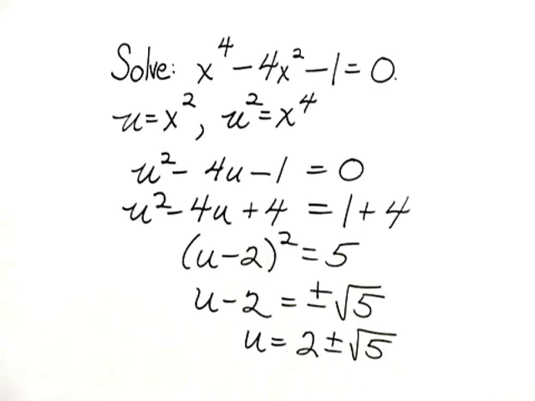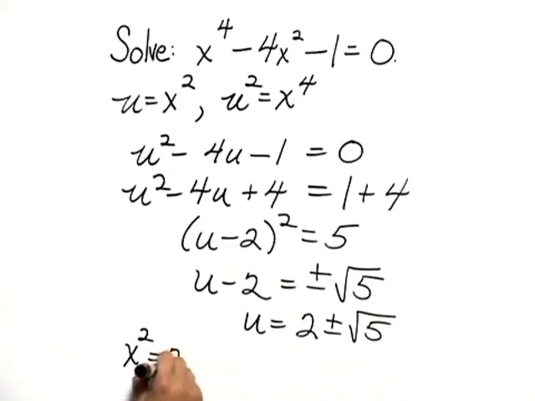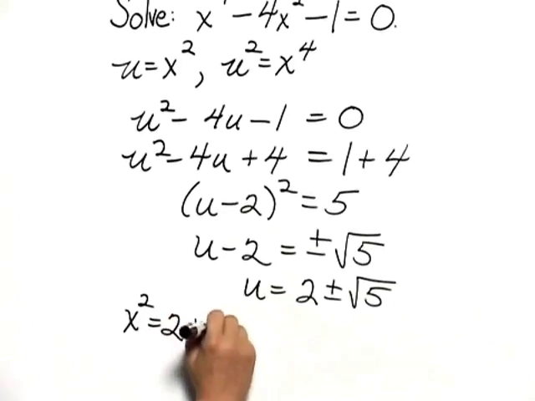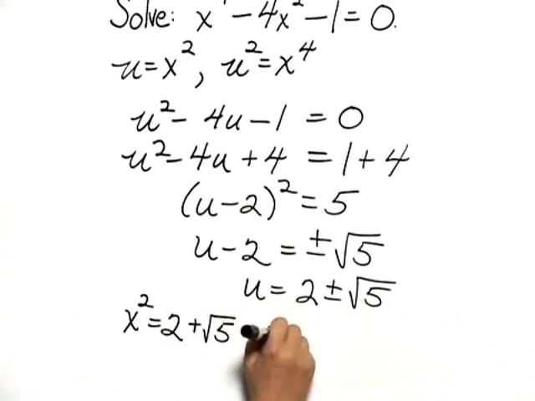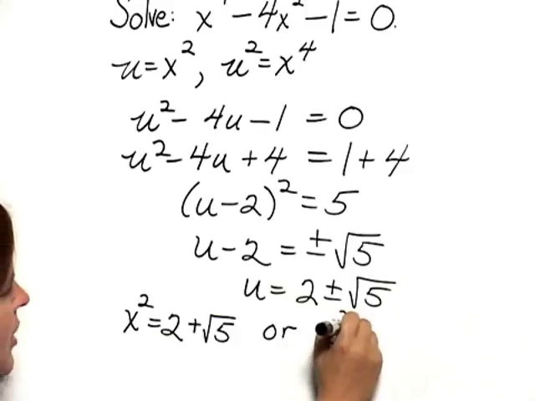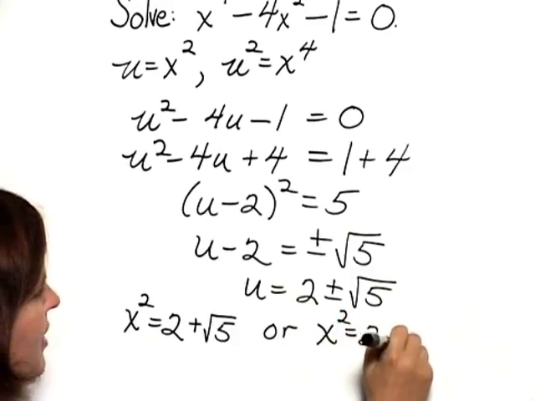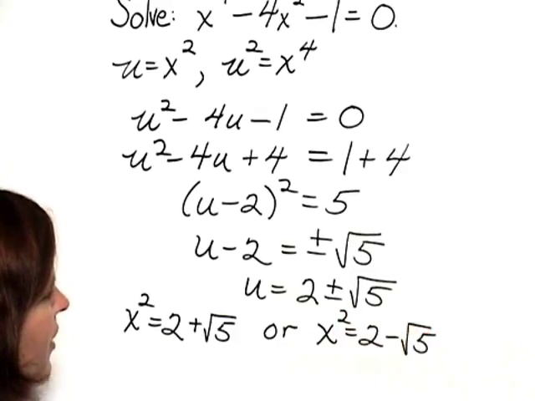Now our original variable was x, so we have to substitute the x squared back for the u, and I'm going to separate these. I'm going to write that x squared equals 2 plus the square root of 5, or x squared equals 2 minus the square root of 5.